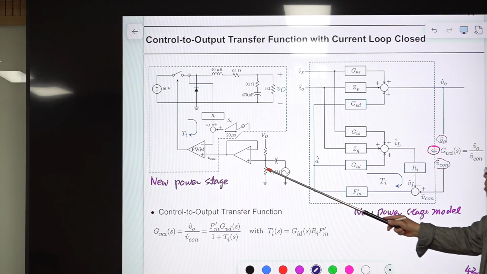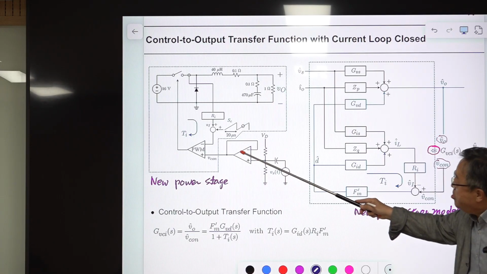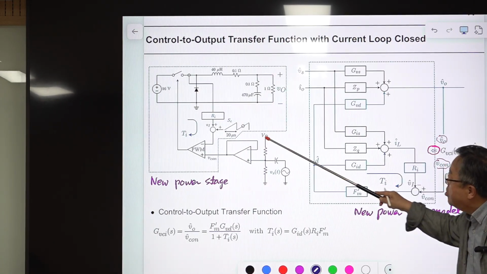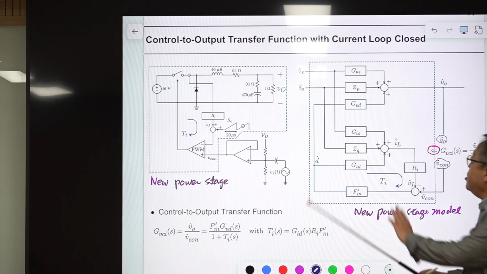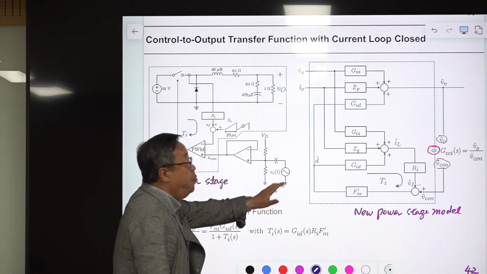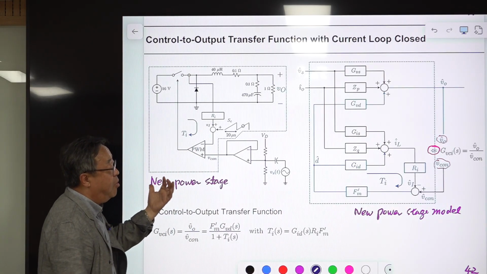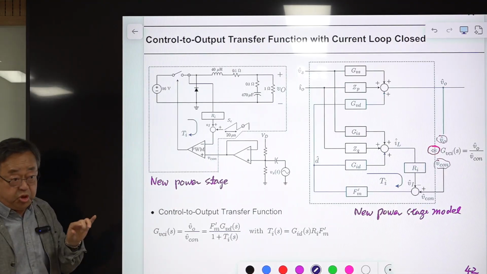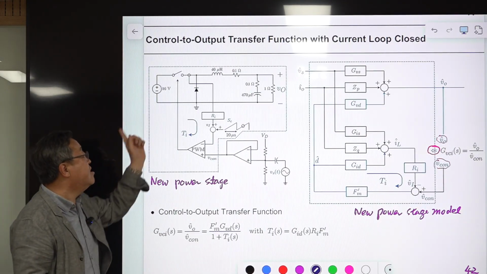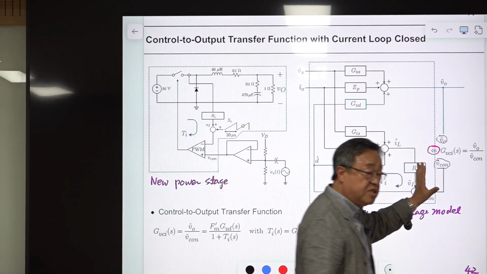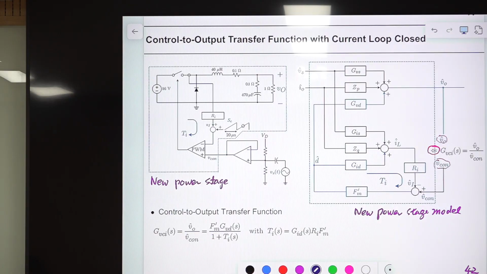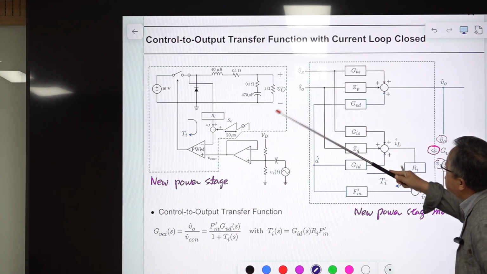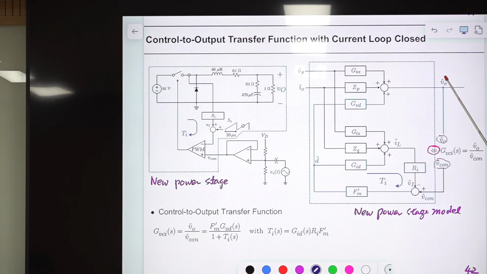So this is a new power stage, and we are trying to measure the control to output transfer function of this new power stage. And this is the small signal model of the new power stage. If you accept the concept of the new power stage, everything is the same as voltage mode control. Current mode control is embedded inside of this, and outside of this part, this looks like one converter, the new power stage. So this can be considered as one block, and the disturbance source is here, the output is here, and this is the input, so you are interested in the input to output transfer function.